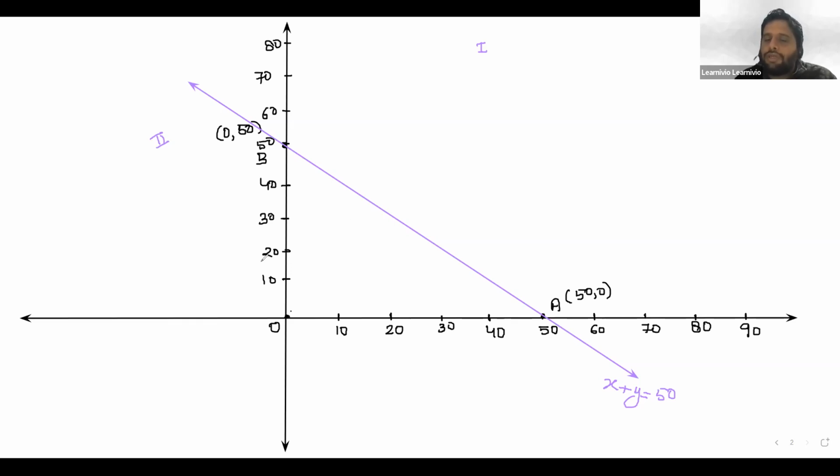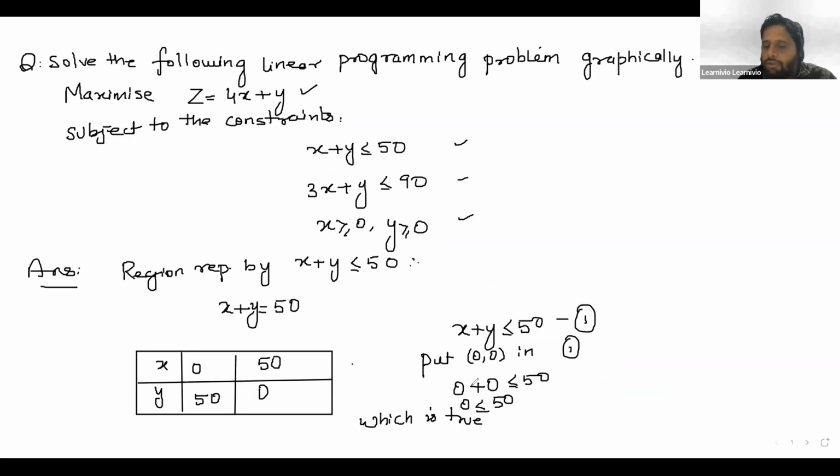Why? Because by using origin, you don't need to do any calculation. Everything will become zero. If we put any other point here, then we need to subtract or add as per the condition. So always use origin. But if the line is passing through the origin, then never use that. Every time, if the line is passing through the origin, never put origin. So 0 is less than 50.